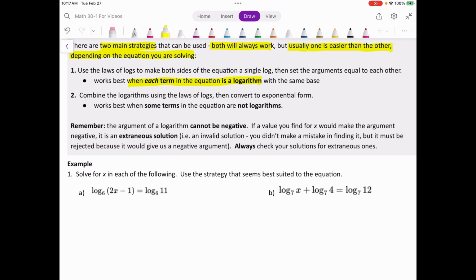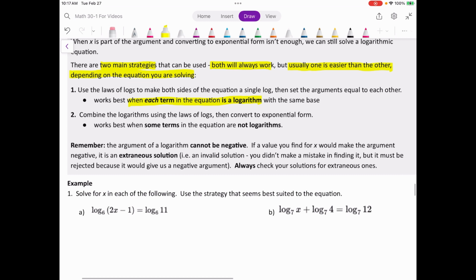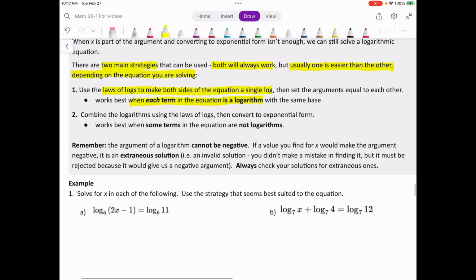Typically what's best then is to essentially use the laws of logs to make both sides of the equation a single log, right? We've seen how to condense multiple logarithms down into one log using our log laws, right? We can take addition of logs and turn them into the multiplication of arguments inside one log, or subtraction of logs and turn them into the division of arguments inside one log. So we can condense both sides just down to one log.